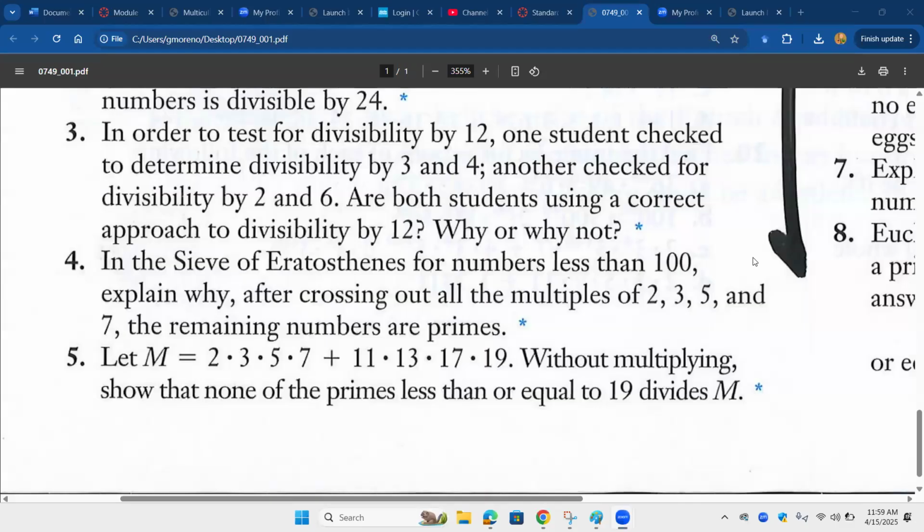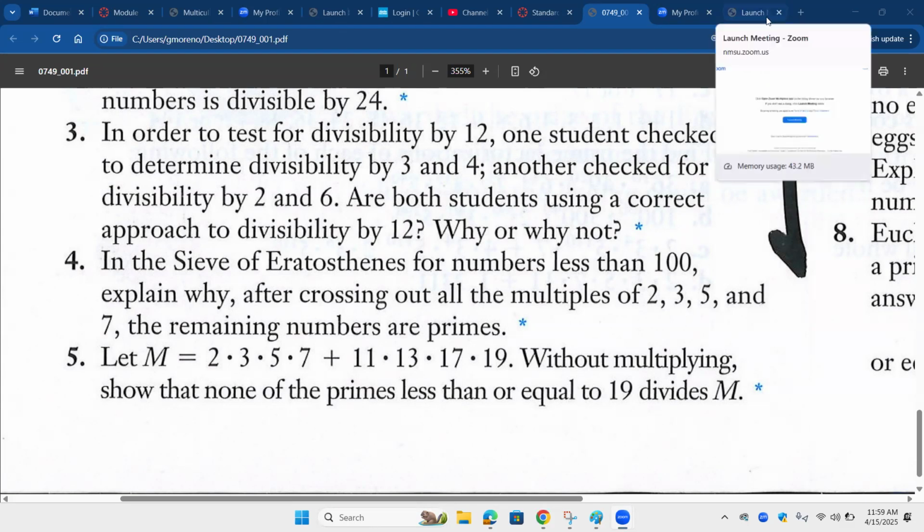Okay, number four says, in the sieve of Eratosthenes, for numbers less than 100, explain why after crossing out all the multiples of 2, 3, 5, and 7, the remaining numbers are prime.